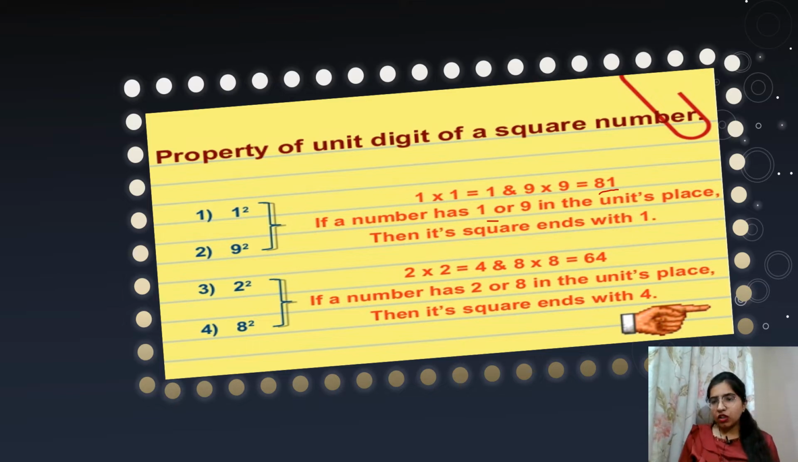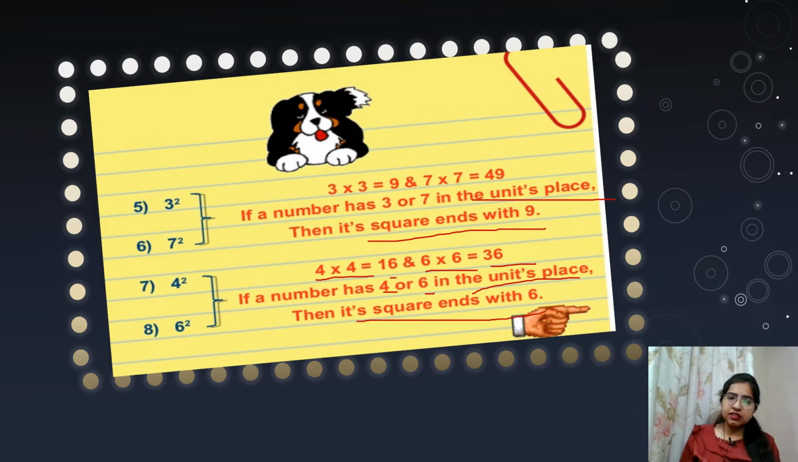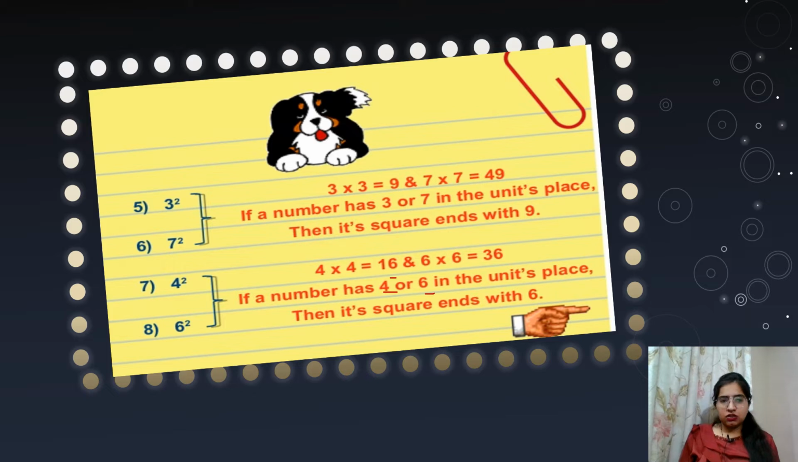Coming to the next slide, 3 and 7. If a number has 3 or 7 in the units place, then its square ends with 9, because 3 3s are 9, 7 7s are 49, and the units place of 49 is 9. 4 and 6: 4 4s are 16, and 6 6s are 36. If a number has 4 or 6 in the units place, its square ends with 6. Clear? So students, on these slides I have written in very simple language. If you read these slides only, you will be able to understand.